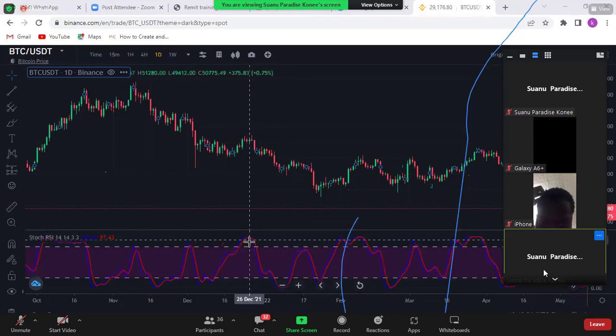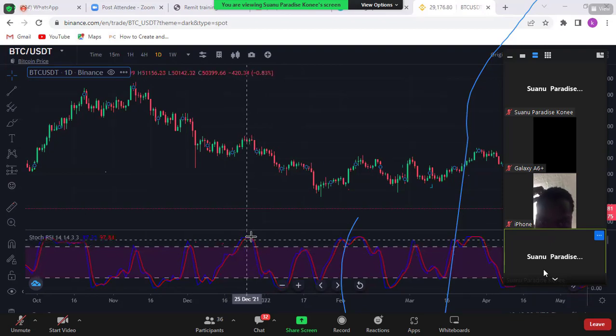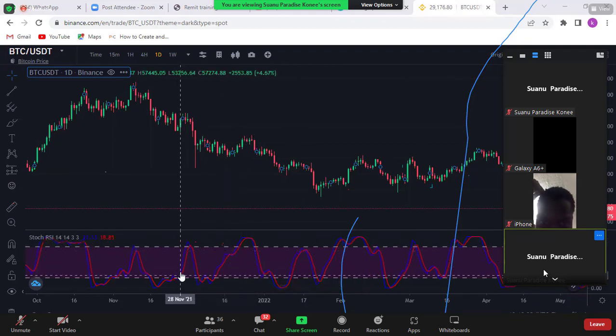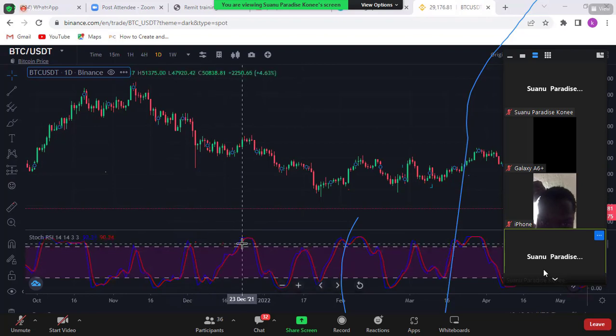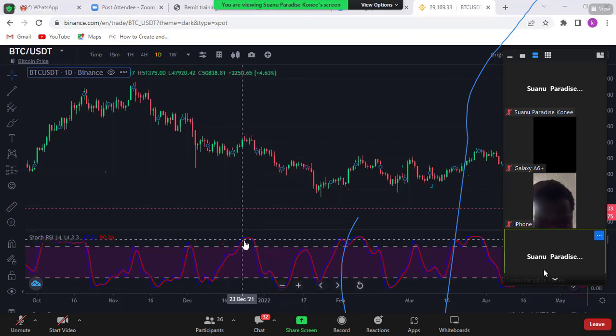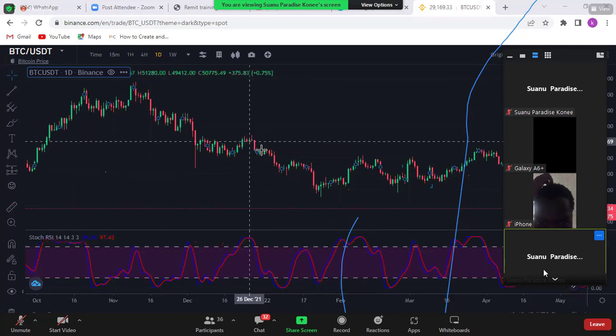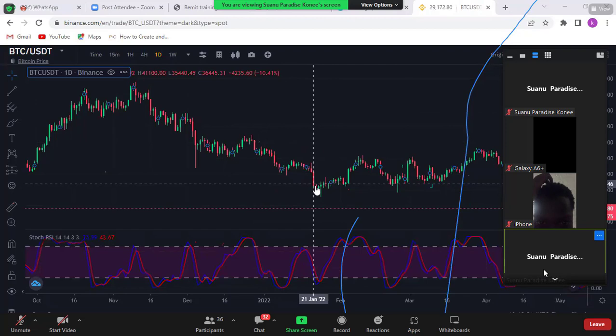Now buyers are already tired. Once this red line crosses the blue line right here, remember there are two lines here, red and blue, you will have to sell your profit. You have to sell the market or lock your profit because it indicates that the market will go down. Now what happened here? The market went down.